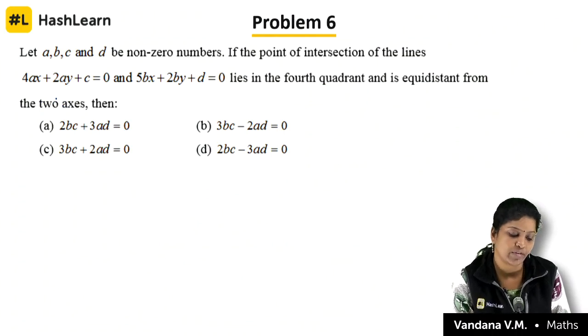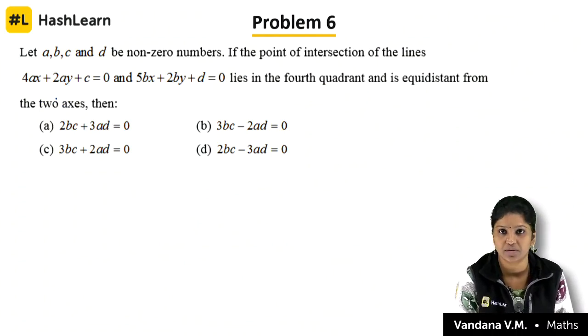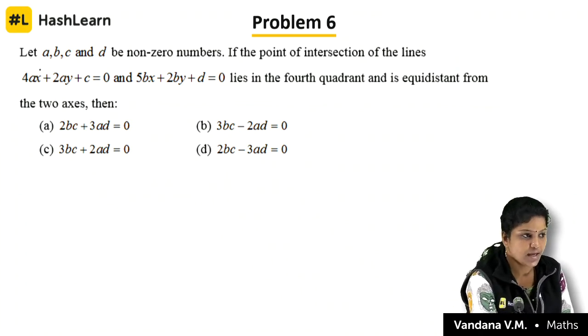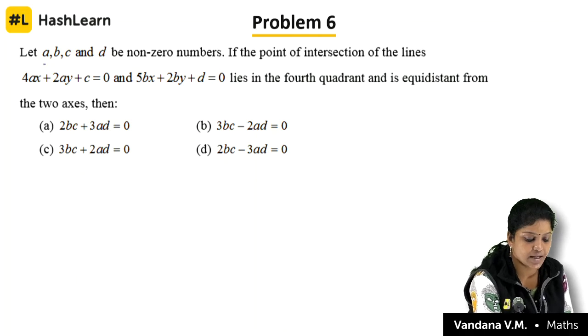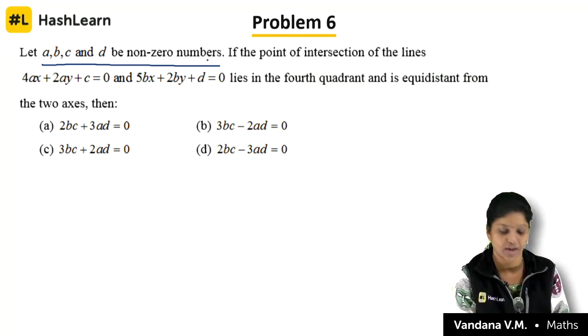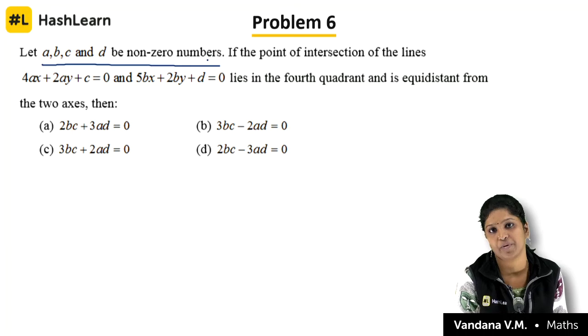So one more very interesting question. If you understand the question, then only you can do it. This is JEE Mains 2013 question. See, let A, B, C and D are non-zero numbers. So all are positive. Fine. So here greater than 0, the sequence is not given to check how we checked before. We can't check like that.